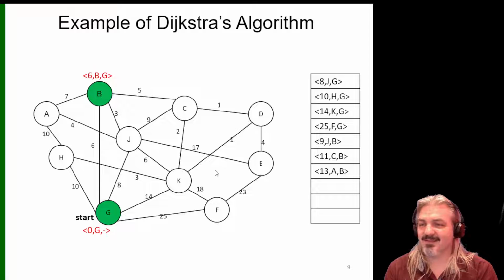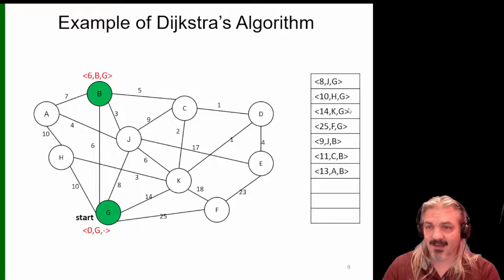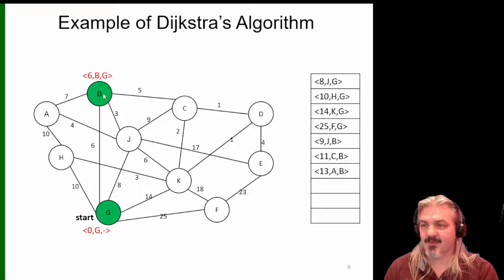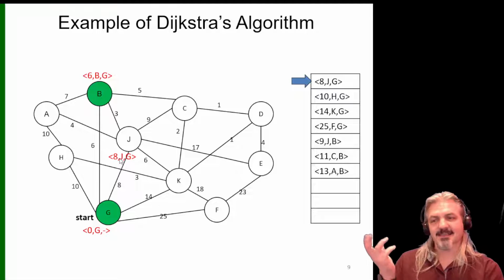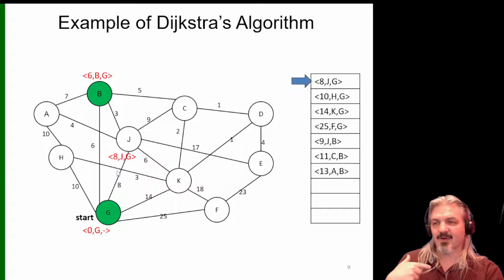We rather than C, which would be the 5 and would be 6 plus 5. We look in this thing and say, well, the 8 is the lowest cost, which is the G to J is the lowest cost. So we're going to expand J with its previous node of G. So let's see what happens. There we go. 8 is the cost now, and we've gone from J, and we've got there by G.